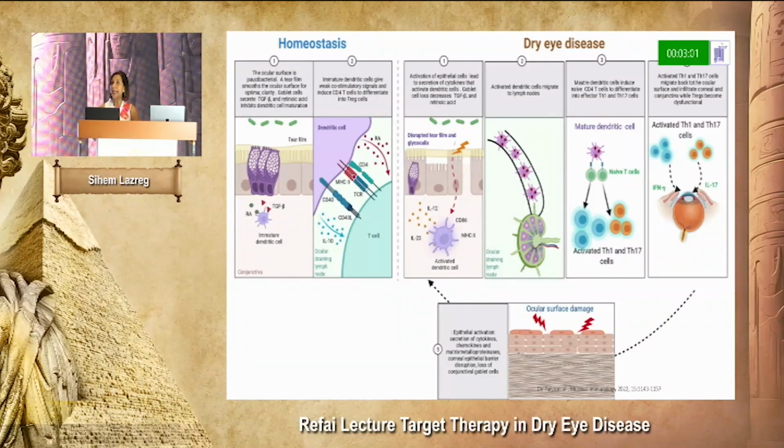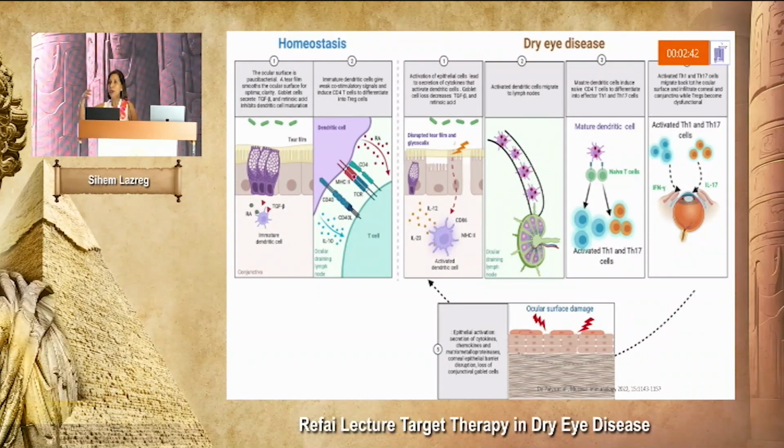Then, in the case of homeostasis, the ocular surface is post-bacterial, and we have these dendritic cells who are responsible for the inflammation. They are quiet, and nothing's happening. This is the case in the situation of homeostasis. What is the lack of homeostasis?